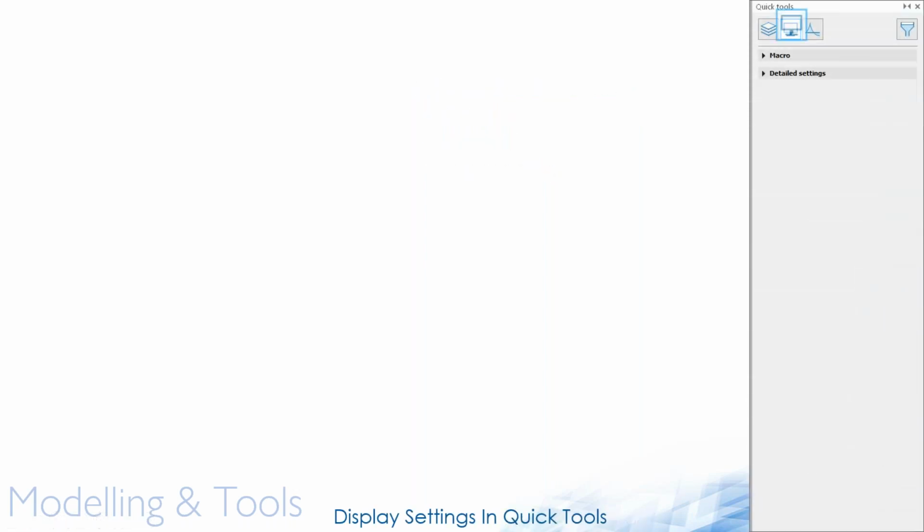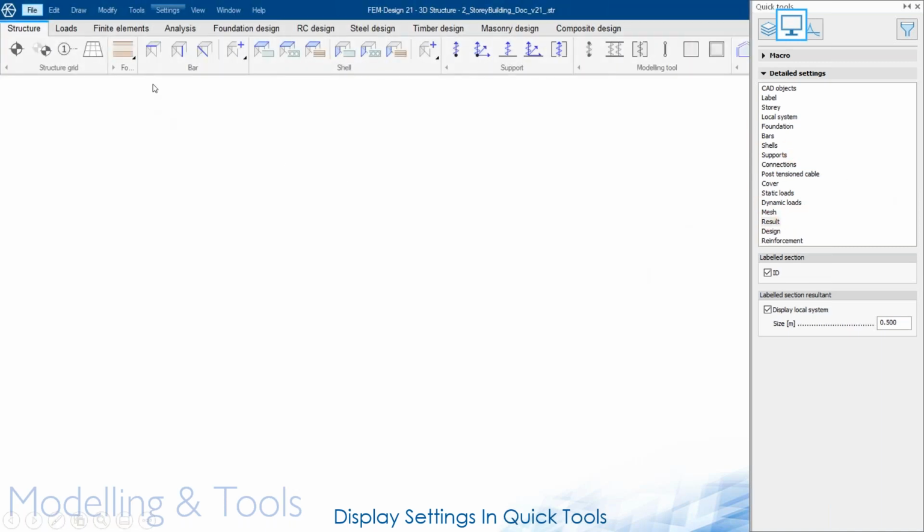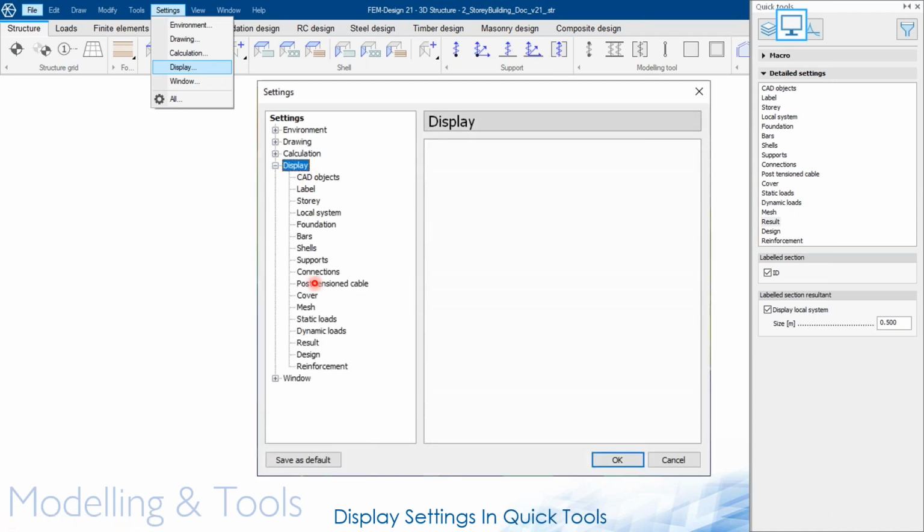The next is the new quick tools member. It's display. I think it's very handy to have it here. We have the detail settings here. This is nothing else than the settings and the display. So all the things that we have, it's available here in the quick tools. It's much easier now to turn on and off the display settings.